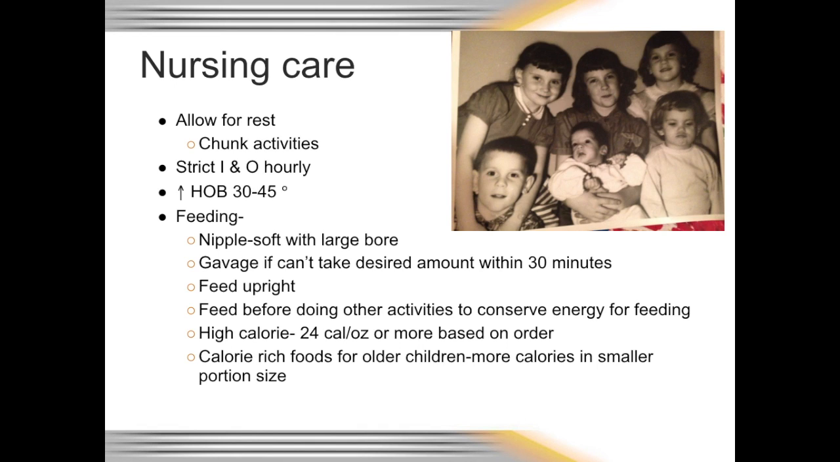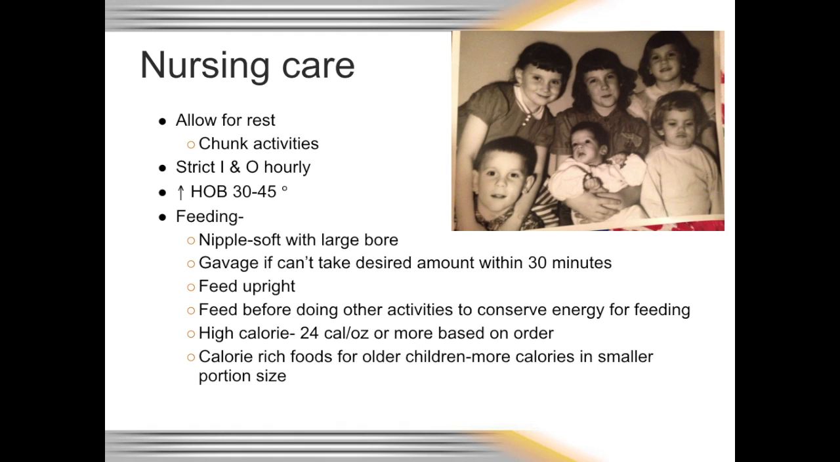Additional nursing interventions include chunking your activities together so that you're not constantly bothering this child. Let them rest. They have very little energy reserve, and don't continually make them do things. They will be on strict I&O hourly. Increase the head of the bed between 30 to 45 degrees to improve their breathing.